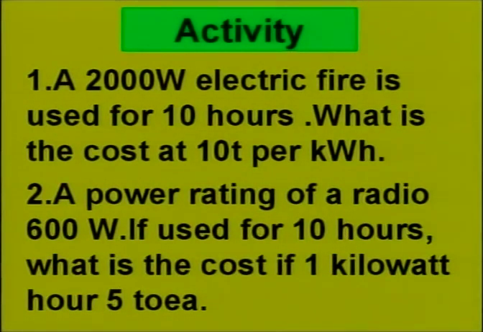And then for question number 2, it says a power rating of a radio is 600 watts. If used for 10 hours, what is the cost if 1 kilowatt hour is 5? 1 kilowatt hour is 5.